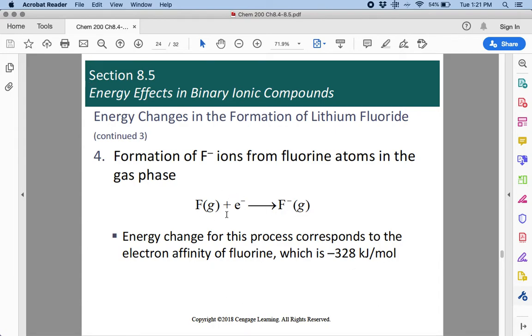And then lastly, we need the energy associated with turning fluorine gas into fluorine the anion, which we have at negative 328 kilojoules per mole.